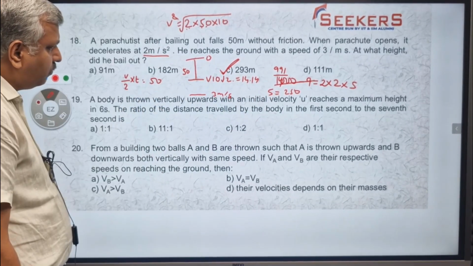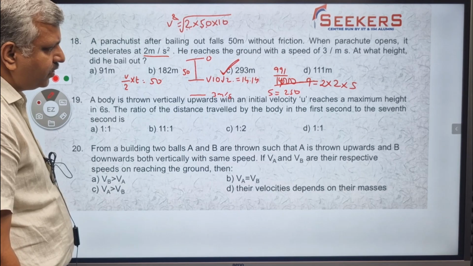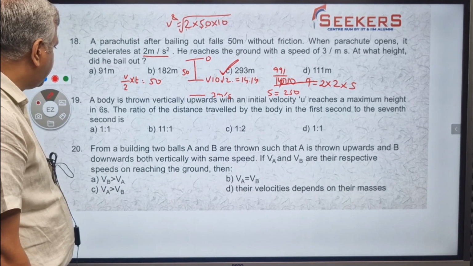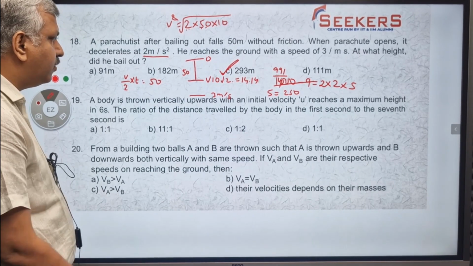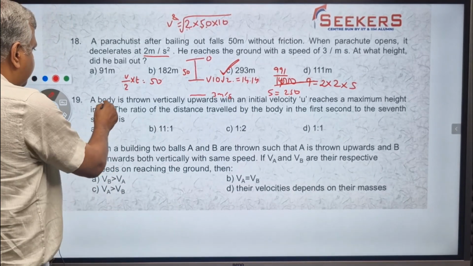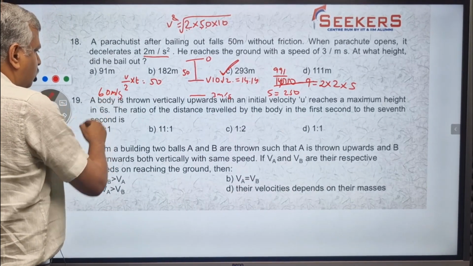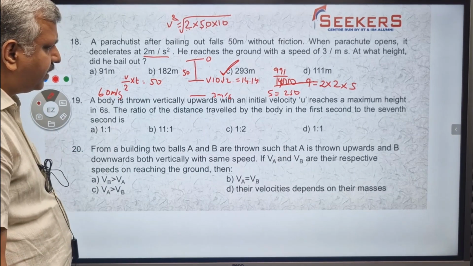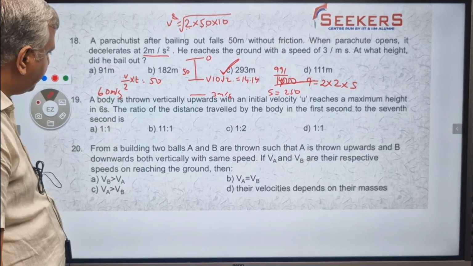A body is thrown vertically upwards with an initial velocity u and it reaches a maximum height in 6 seconds. So from here you can make out that u must be equal to 60. It was thrown vertically and reached maximum height in 6 seconds, so 60 meters per second it was thrown up. The ratio of the distance travelled by the body in the first second to the 7th second.